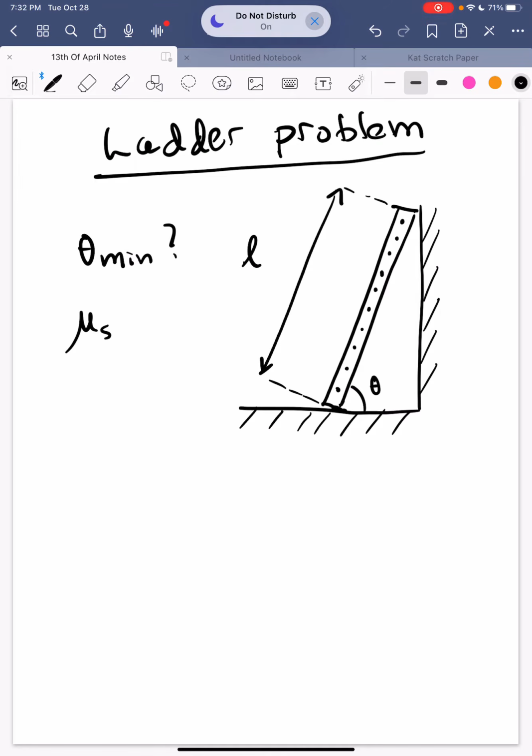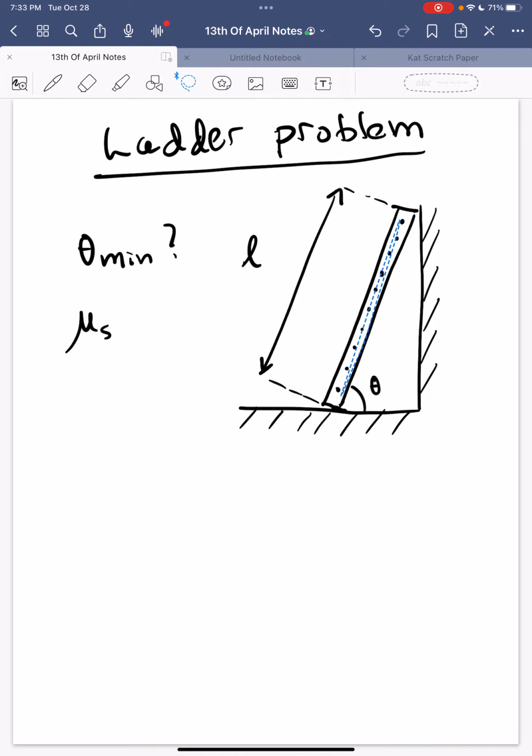How can we solve this complex homework problem? So this is called the ladder problem, and how can we apply ideas that we've learned about in class from static equilibrium to solve this problem? Here's the problem. We've got a ladder, and this ladder is leaned up against the wall.